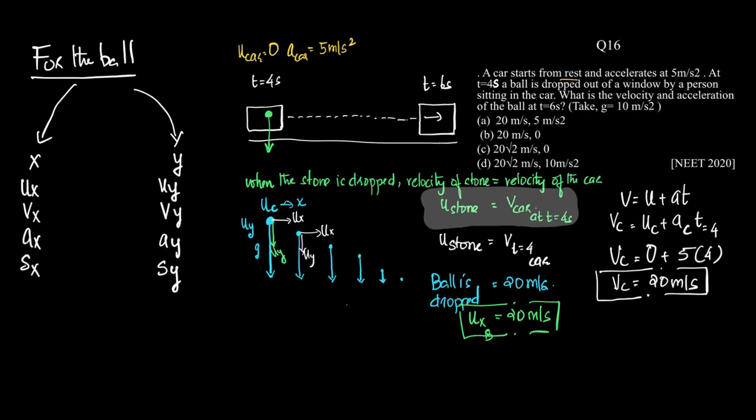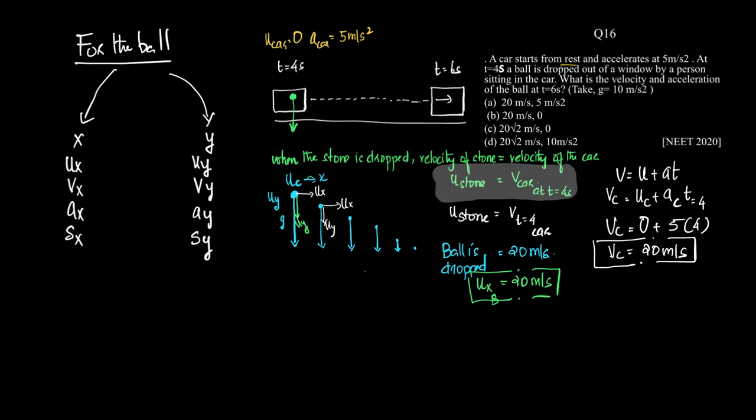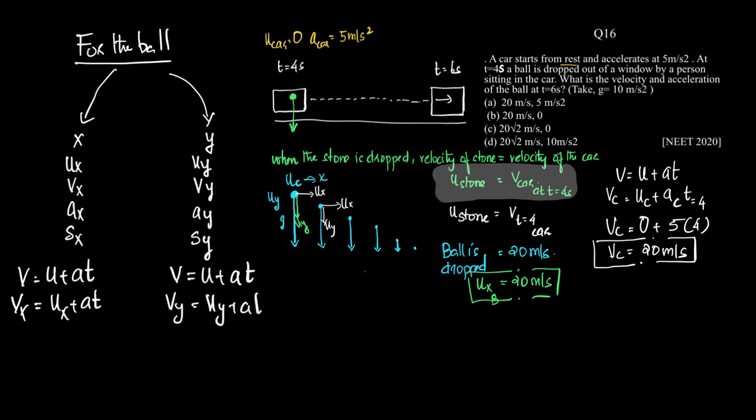Okay. Now if we write down the equations of motion for the x component alone, what is v equal to? v is equal to u plus at. For the y component alone, v is equal to u plus at. Let us be more specific. vx is equal to ux plus a into t. vy is equal to uy plus a into t.